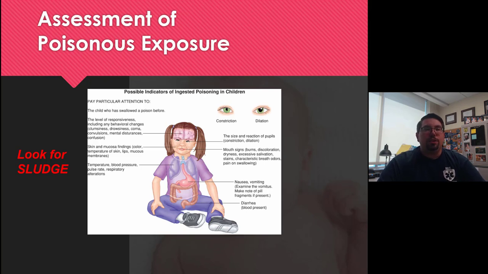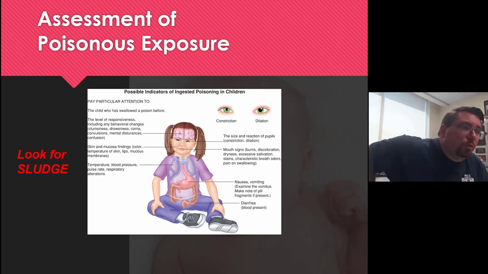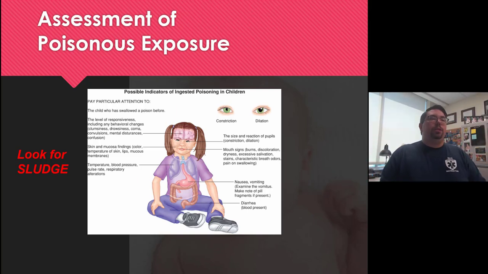We want to pay close attention to our signs and symptoms, looking for a child who's been exposed to some type of ingested poisoning. We're going to see things like level of responsiveness that may change, including behavioral changes, clumsiness, drowsiness, coma, convulsions, mental disturbances, or even just generalized confusion. We're also going to see the skin and mucosal findings, where the color and temperature of the skin, lips, and mucosal membranes may be altered depending on the substance, or even burned depending on the substance they've ingested. Temperature, blood pressure, pulse rate, and respiratory rate, you're going to see those all be altered based on, again, the poison or toxic exposure they've had.